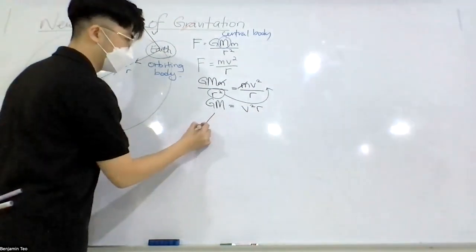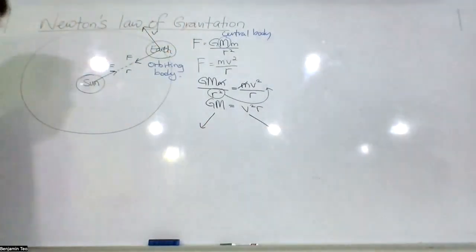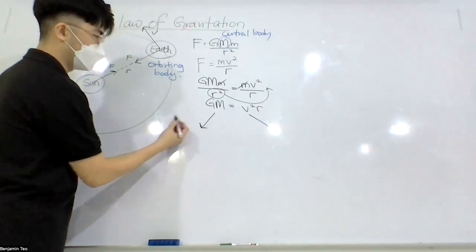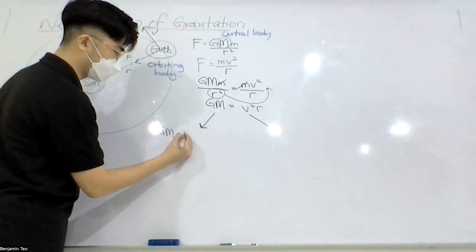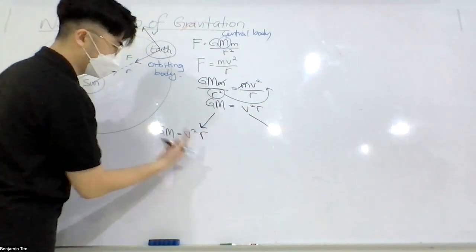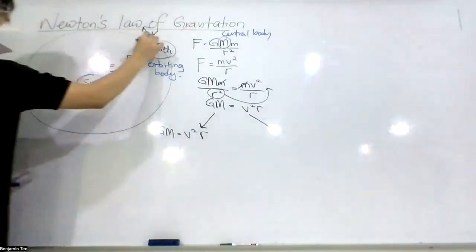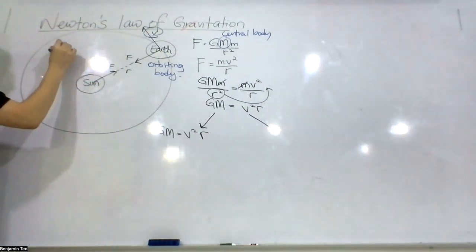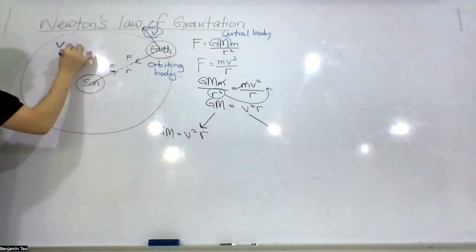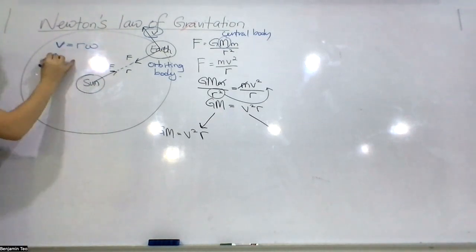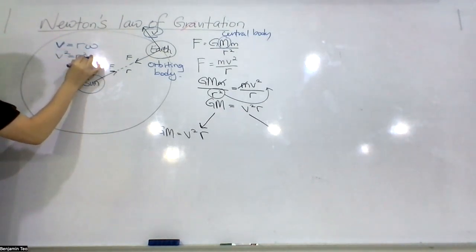From here, we will branch into two steps. First, GM equals V squared R. We know that this V, from the centripetal, the linear velocity is R omega. If you forgot already, you have to go and look back. This V equals R omega, so V squared equals R squared omega squared.